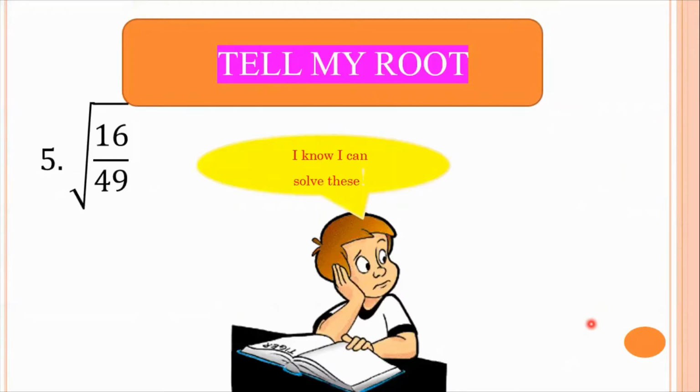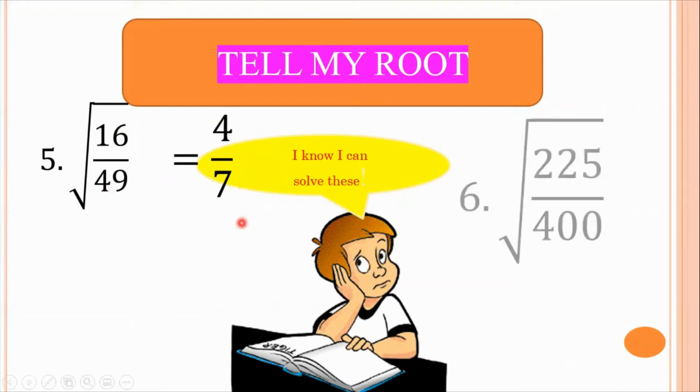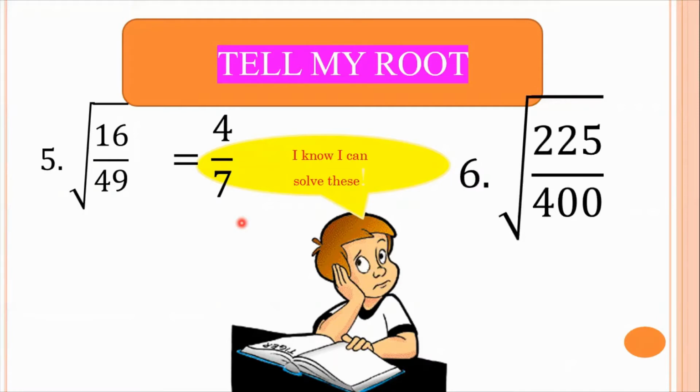Square root of 16 over 49. And that is 4 over 7. Because square root of 16 is 4. Square root of 49 is 7. So the answer is 4 over 7. Number 6. Papahirap na guys. Square root of 225 over 400.